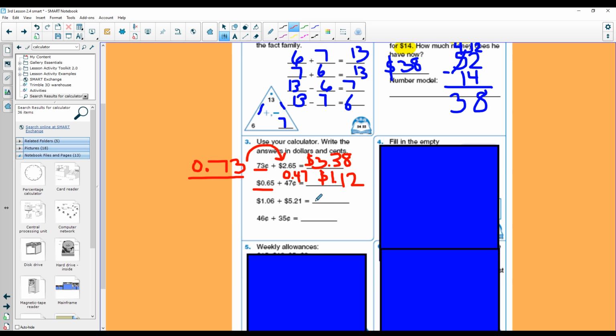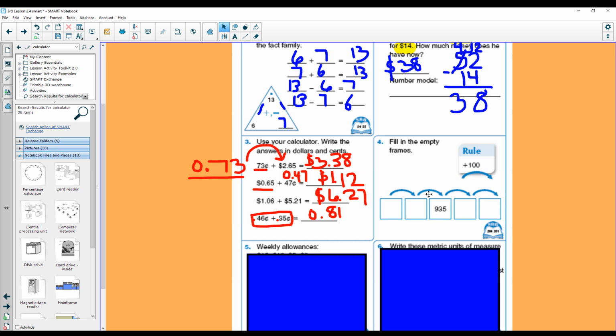These two, you should be able to just enter those into the calculator and you're going to come up with $6.27. All right, when you enter these two into the calculator, you need to put the decimals before them because then you're going to come up with 0.81 cents. If you just put them in there, it would look like your answer is $81, and that would not happen when you have cents, although sometimes I wish that would magically happen. All right, let's go on to here.